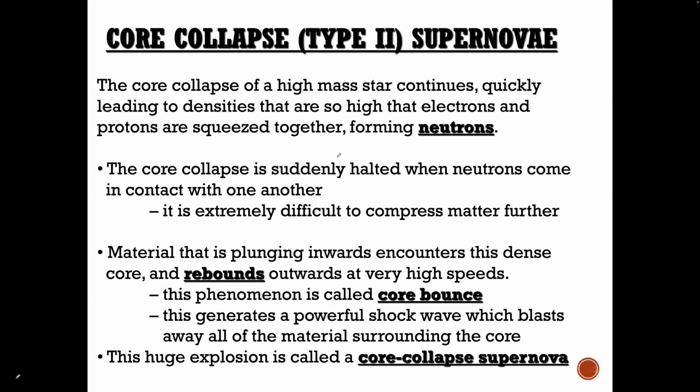And as a result of this rebound, this will create a powerful shock wave, right, which will blast through all of the materials surrounding the core, right? And this has a specific name. We call this process core collapse supernova or type 2 supernova, right? And this is how a supernova explosion happens, right? So you probably have heard this name, supernova explosion, everywhere. And in terms of physics and astrophysics, this is what actually happens, right? So you should understand that.